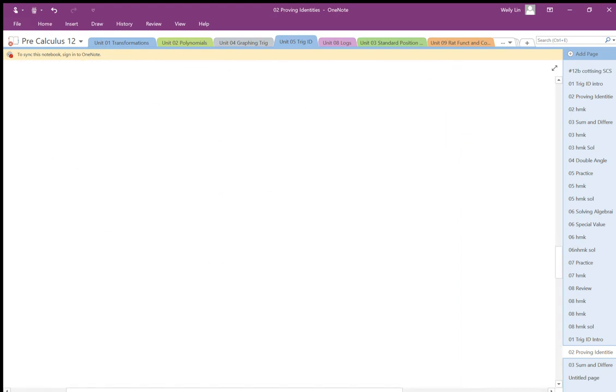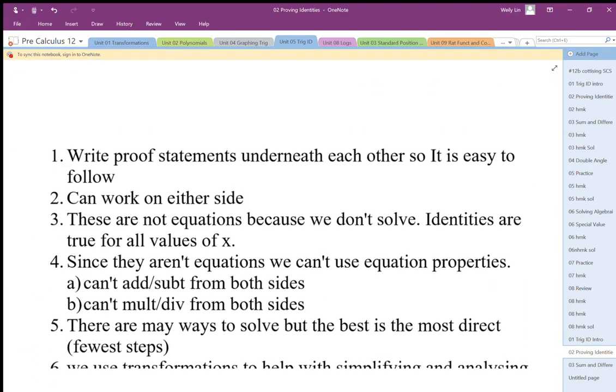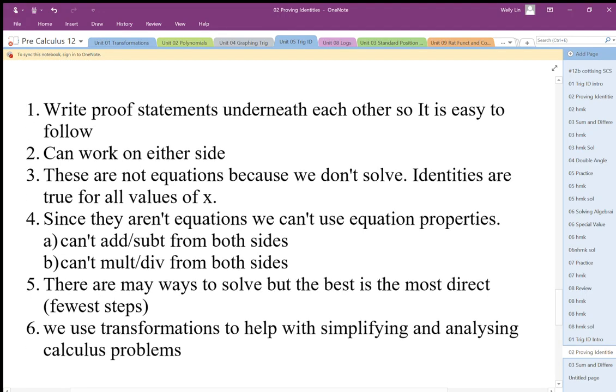Okay, so these are some easier ones. Again, we want to start developing some strategies and ways to deal with these. So some of the keys then is you want to write proof statements underneath each other. So for each step, you can see clearly what the algebraic step was. You can work on either side. Okay, you can work on left side only, right side only, or on both sides.